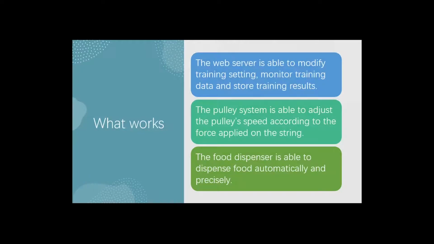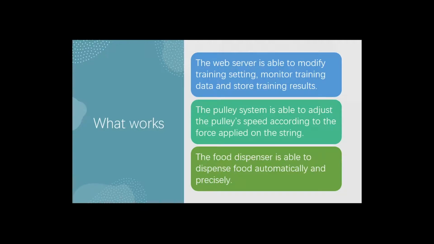The previous demo shows the main features of our prototype. They are the web server, the pulley system, and the food dispenser. The web server is able to modify the training setting, monitor the training data, and store the training results. It allows us to control and manage the training environments.